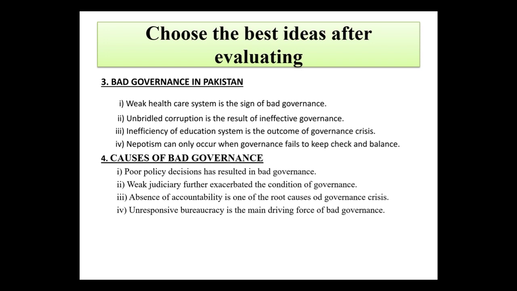Then next is bad governance in Pakistan. Now here you will prove that in Pakistan, bad governance exists. Weak healthcare system is the sign of bad governance. Unbridled corruption is the result of ineffective governance. Inefficiency of education system is the outcome of governance crisis. Nepotism can only occur when governance fails to keep check and balance.